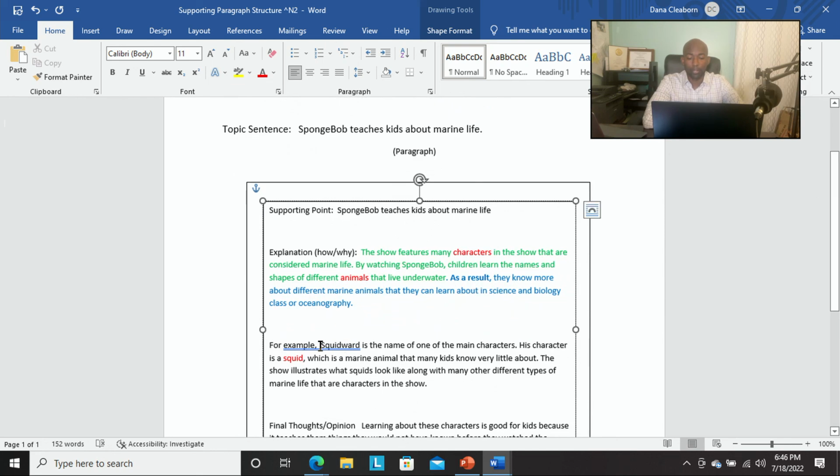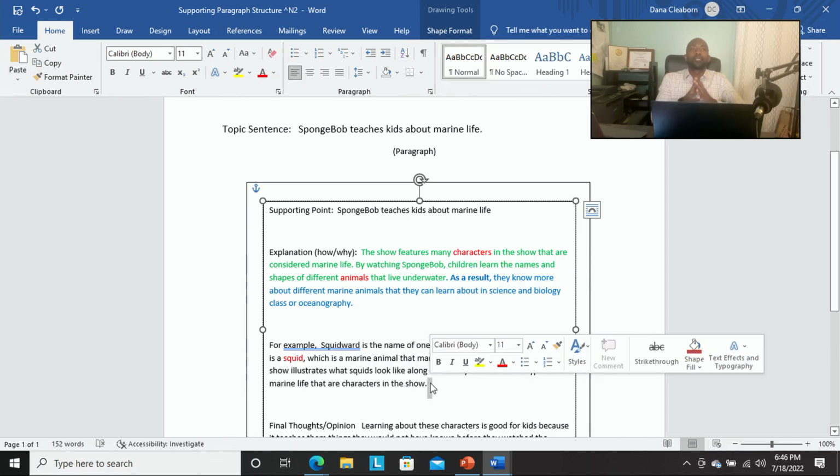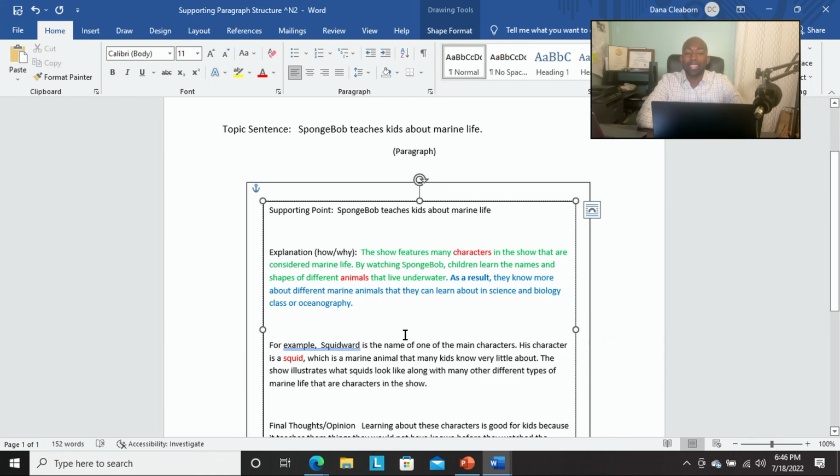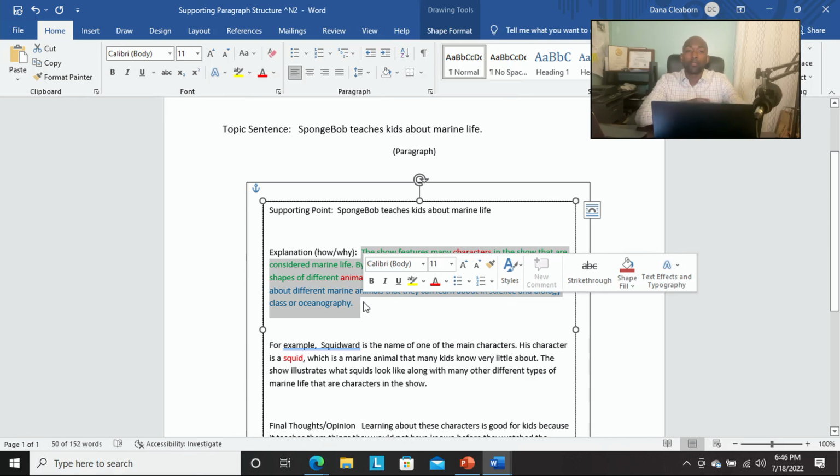For example, Squidward is the name of one of the main characters. His character is a squid, which is a marine animal that many kids know very little about. The show illustrates what squids look like along with many other different types of marine life that are characters in the show. So this is obviously not the most scholarly, but it does follow the pattern. And I just want you to see what it looks like when you build an example as an illustration of something you're saying in the explanation. I feel like this fits better than using something hypothetical or just trying to make up something. Okay. Instead, use something specific.